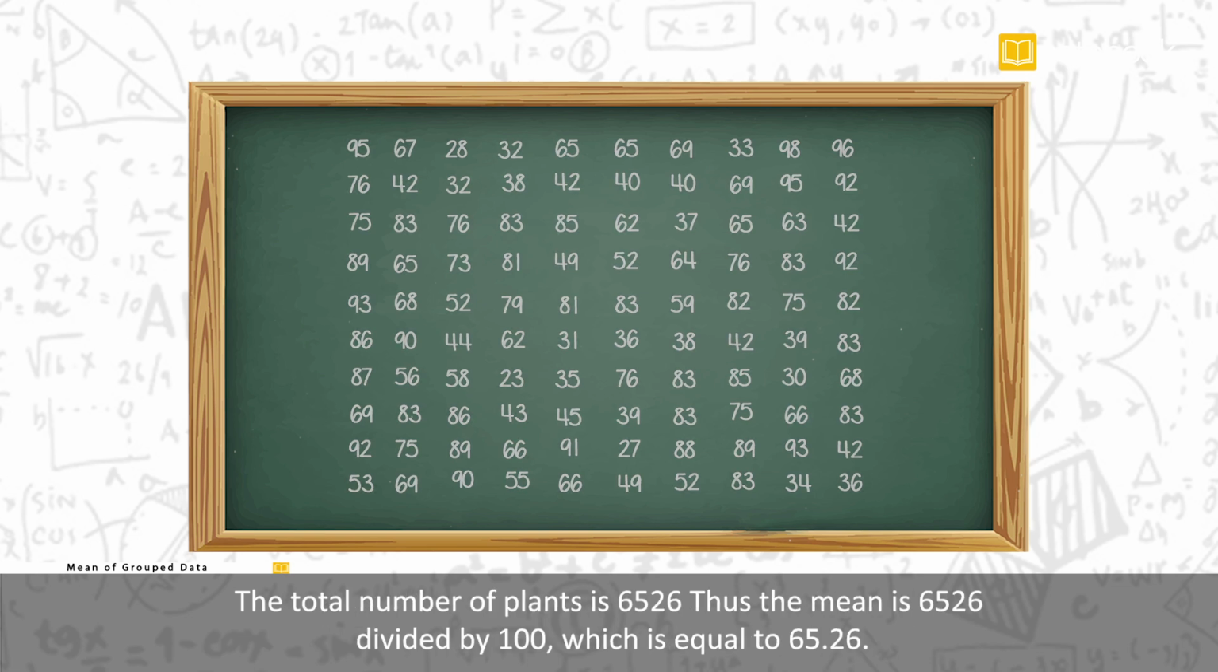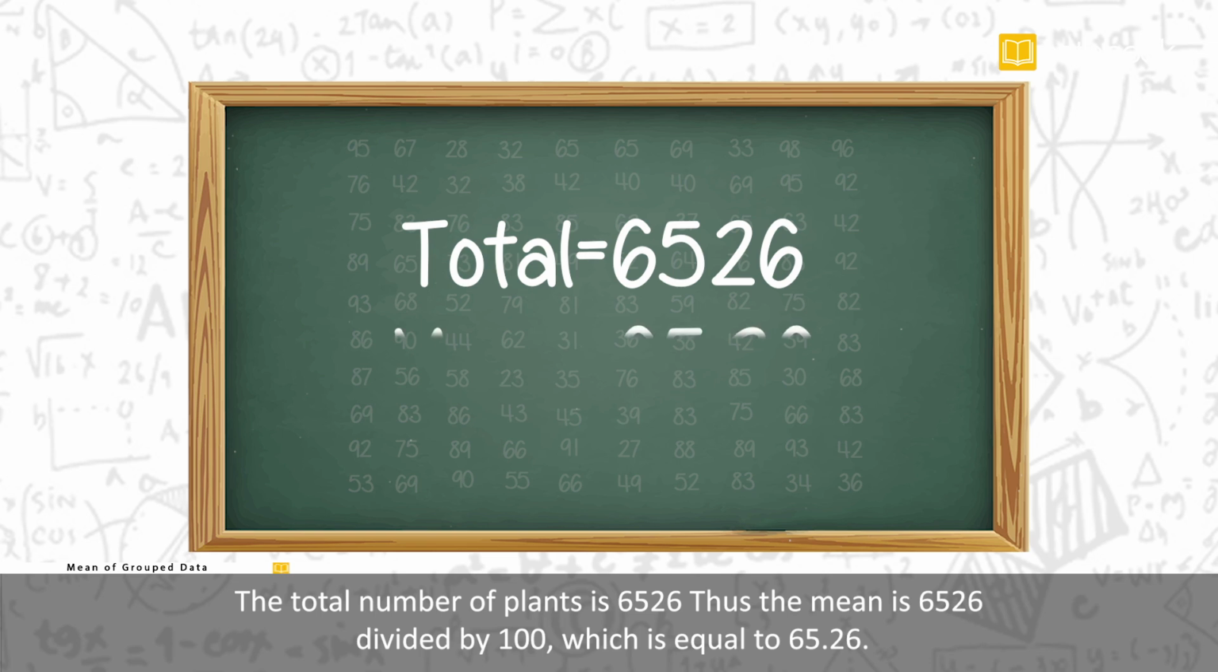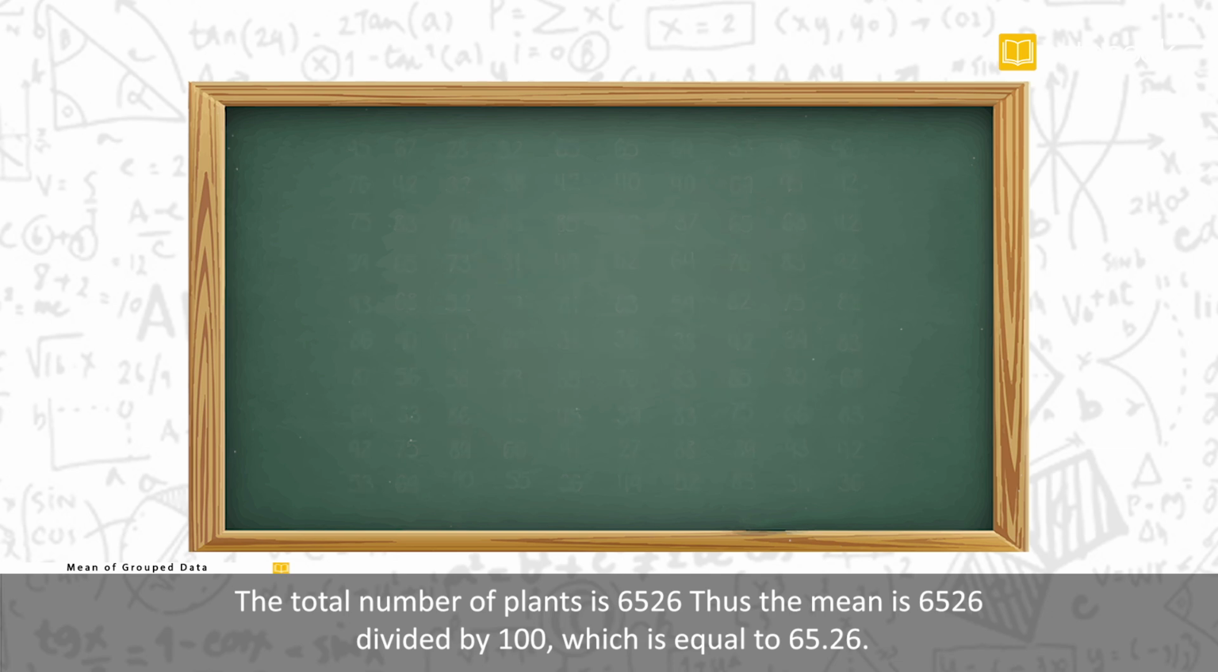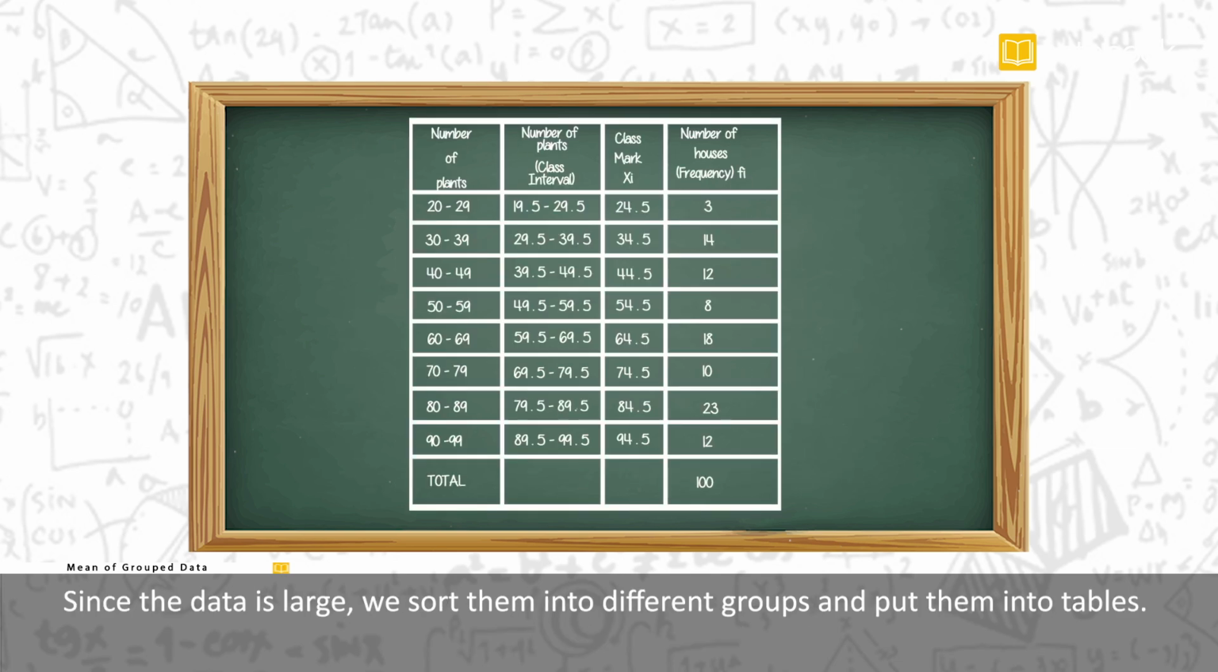The total number of plants is 6,526. Thus, the mean is 6,526 divided by 100, which is equal to 65.26. Since the data is large, we sort them into different groups and put them into tables.